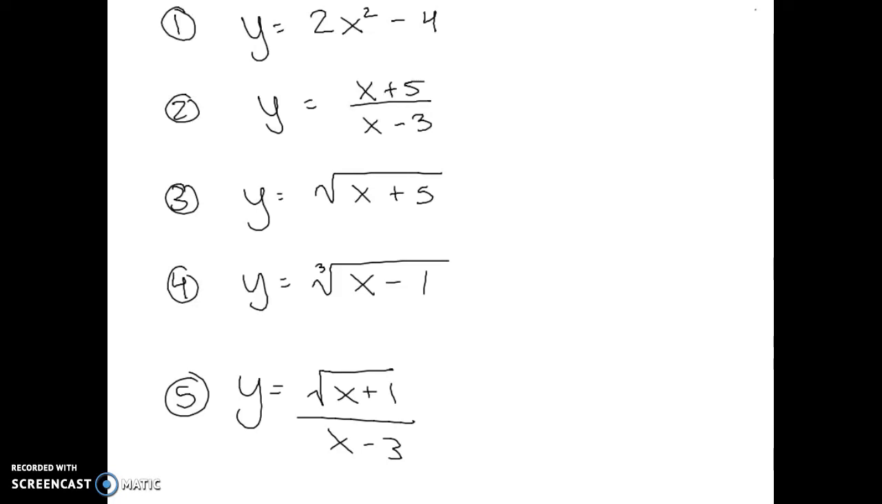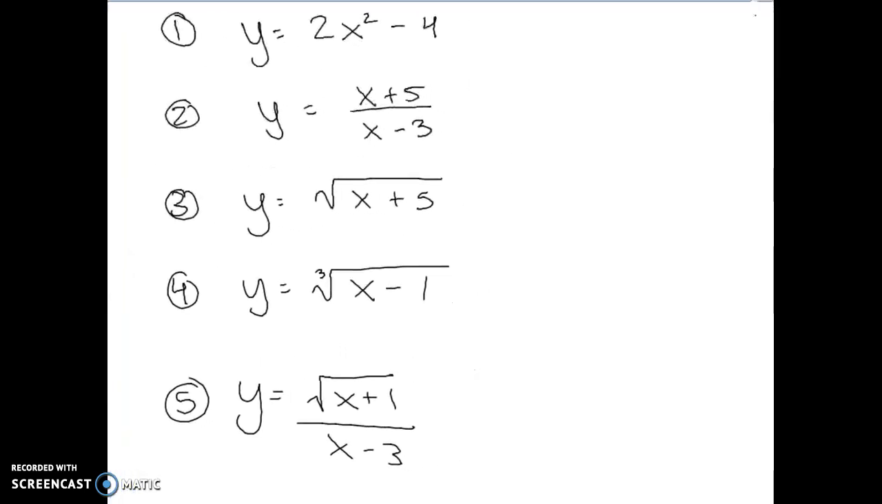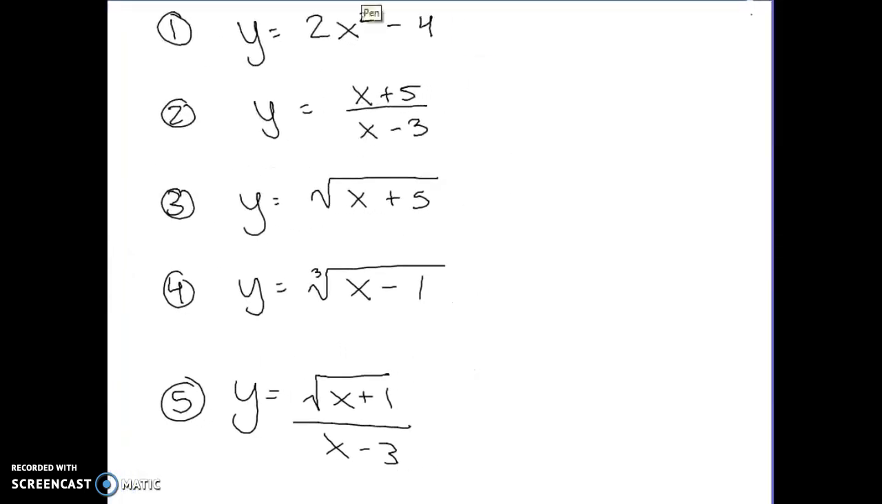Okay, so this is a video going over some domain problems that you're going to have on your test. If you see a linear function or a quadratic function, for the most part, those are going to be just all real numbers. So this first one has a domain of all real numbers because it's just a quadratic. The only thing you have to watch out for are fractions, like number 2, and square roots like number 3. What you don't want to do is divide by 0.